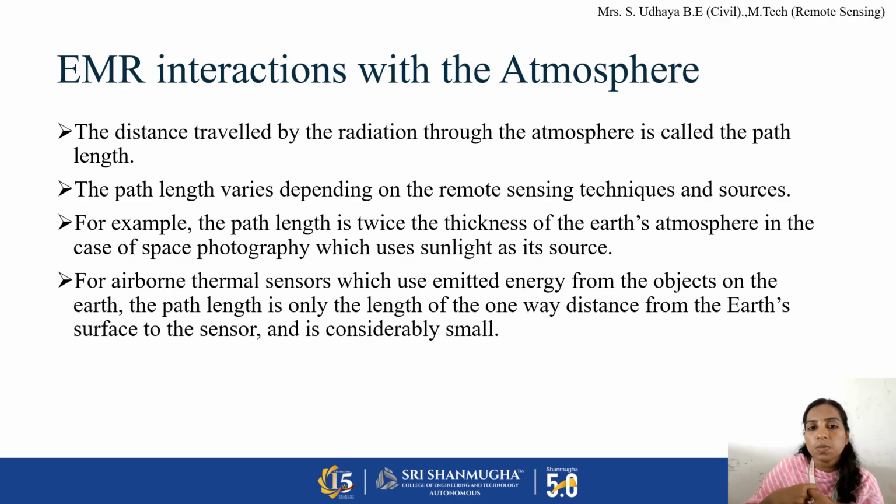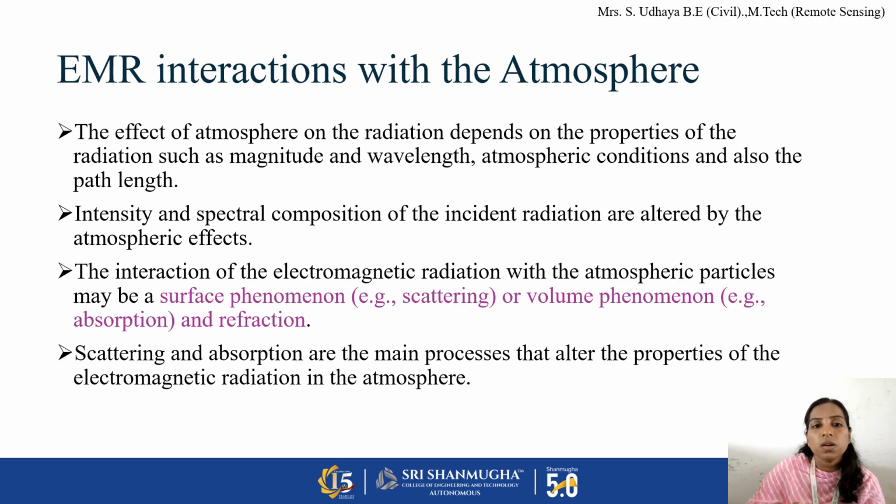For airborne thermal sensors, which use emitted energy from the objects on the Earth, the path length is only the one-way distance from the Earth's surface, and it is considerably small. The effect of atmosphere on the radiation depends on the properties of the radiation, such as magnitude and wavelength, the other atmospheric conditions, and also the path length. The interaction of EMR with atmospheric particles may be a surface phenomenon, that is scattering, or a volume phenomenon, that is absorption and refraction. Scattering and absorption are the main processes that alter the properties of electromagnetic radiation in the atmosphere.